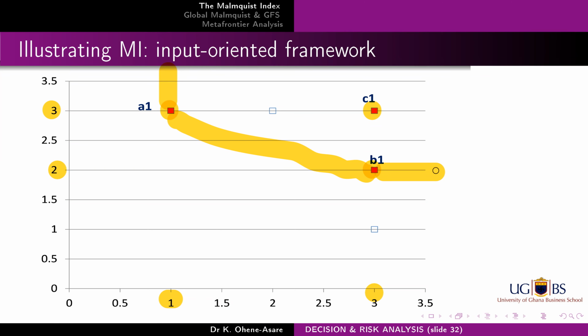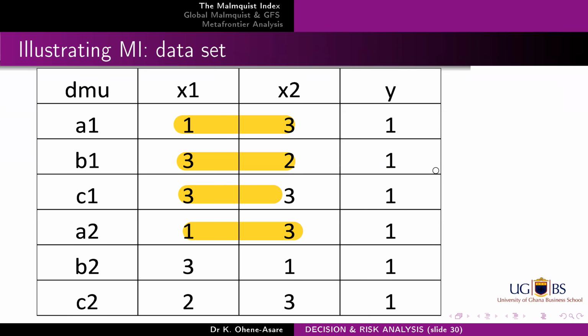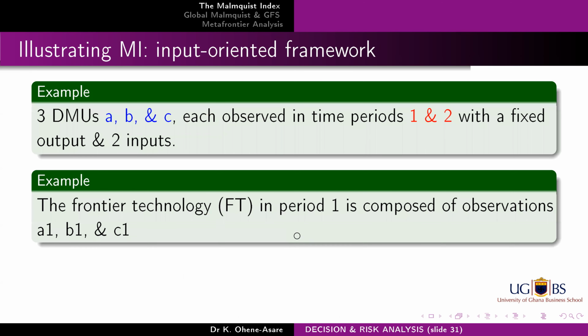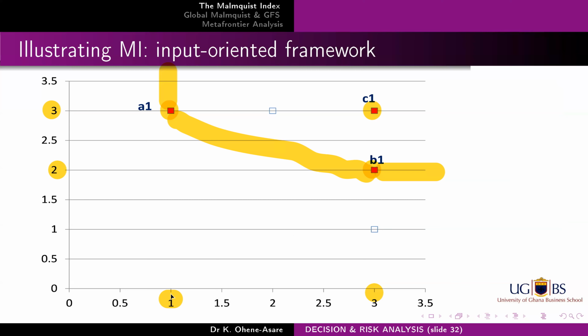Now, what about the second year? Well, go check the data. You see that the second year, the first one, A2, is 1 and 3. So you plot 1 for X1 here, 3. So that will also be at the same point as A1. And then for B2, you will notice that B2 is 3 and 1. So you have the 3 here and then the 1 there.